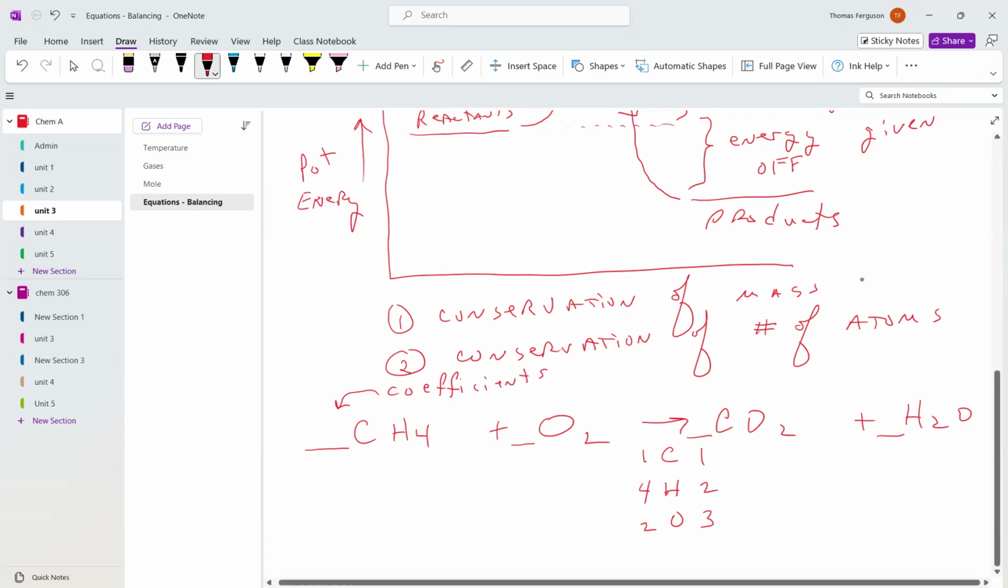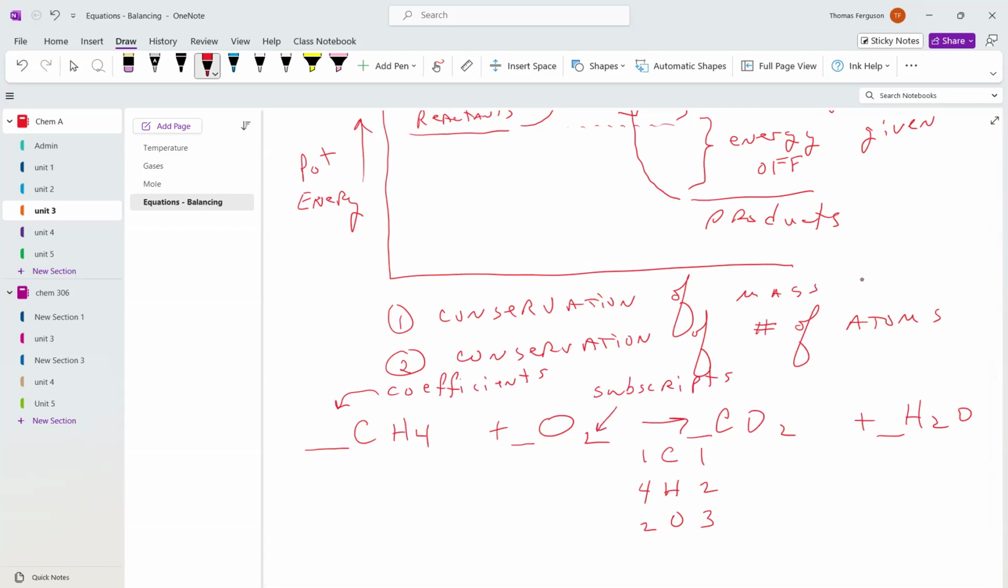and subscripts. You cannot change the subscripts. No exceptions. Those are off limits. What you can change, though, are the coefficients. Okay, so let's work on the hydrogens.